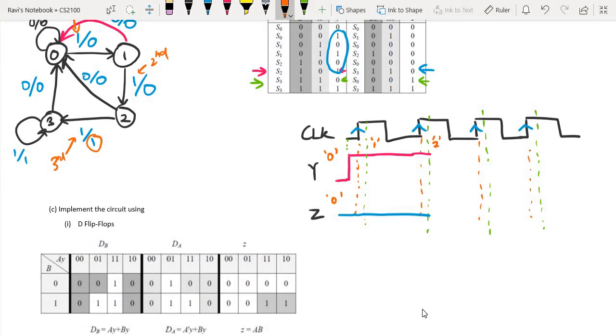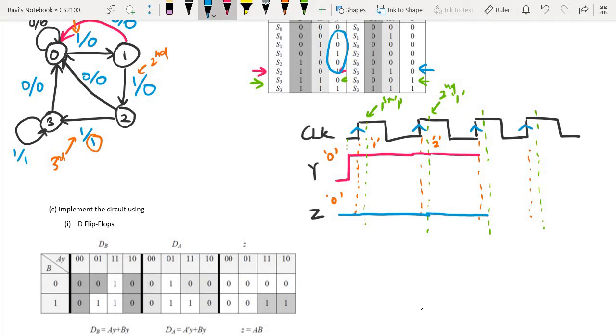Correct? What we must understand is the ones that we are monitoring. This state 1 is the first one, correct? And this is the second one. My y is still carrying on, and my z is still 0. Correct? My z is still 0.